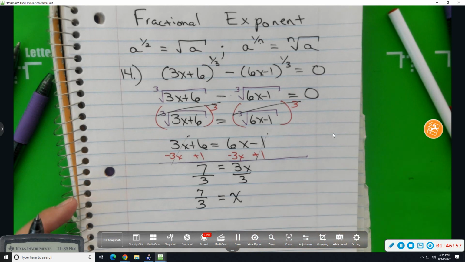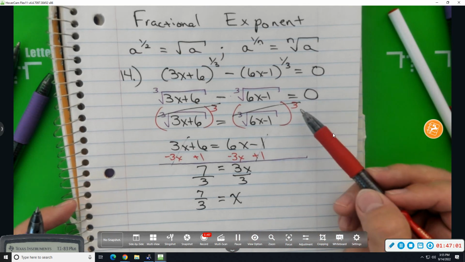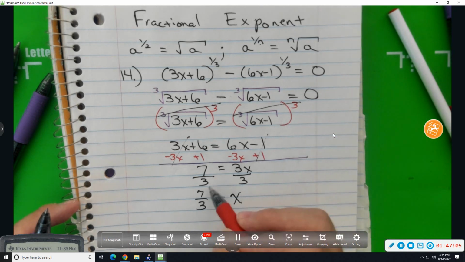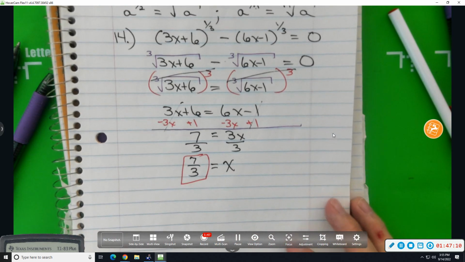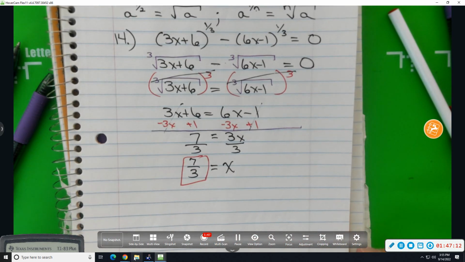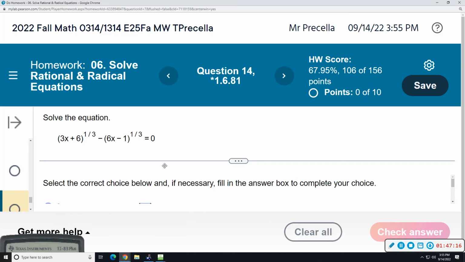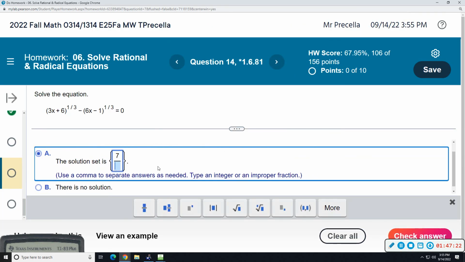And do I need to check my answers? No, because the exponent we used was odd. An odd number, a cube. So 7 over 3. Let me make it a little smaller so I can type in 7 over 3.